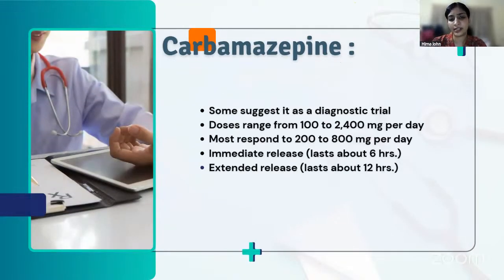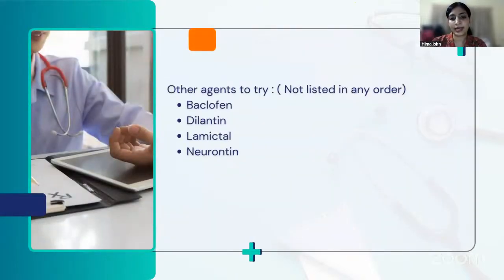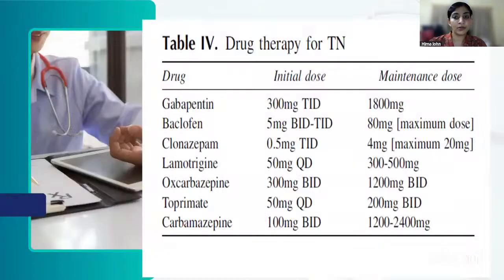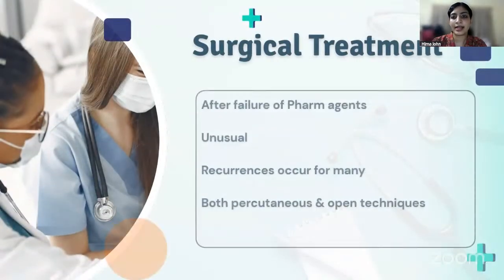The most common drug that is used is carbamazepine, where we usually start off with a dose of 100 mg BD, and you can titrate it up to 2400 mg if required. And there are 2 different types, that is immediate release and extended release. Apart from that, we can also try drugs like baclofen, Dilantin, Lamictal, Neurontin. Now, this is the drug therapy which could be used for trigeminal neuralgia, that is any drug like gabapentin, baclofen, clonazepam, lamotrigine. Any of these can be used for the treatment of trigeminal neuralgia. Always start with the initial dose and titrate it as and when required.